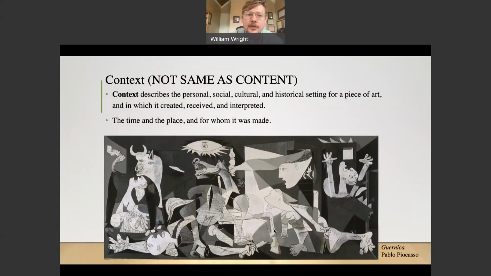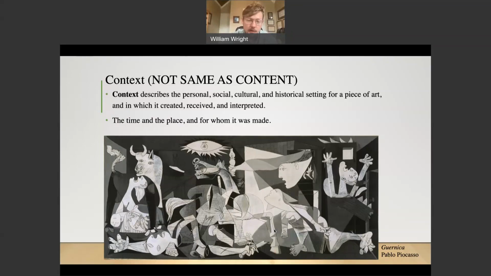Okay. So now let's talk about something that is different from both of those things, which is context. Now, do not get context and content mixed up. They are very different, although they kind of relate. Context is the personal, social, cultural, historical setting for a piece of art: the place in which it is created, the place in which it is received, and the place from which it is interpreted. Okay, it's basically the time and place and for whom it was created, right?